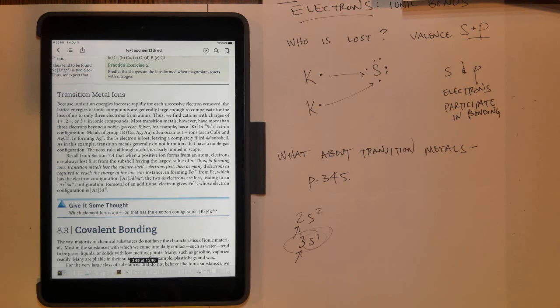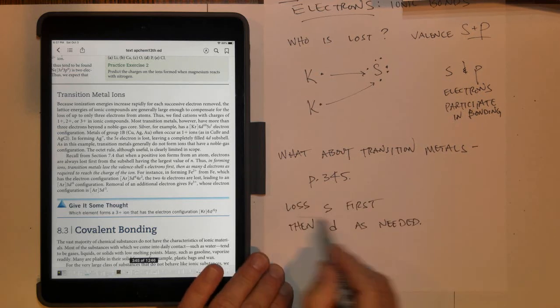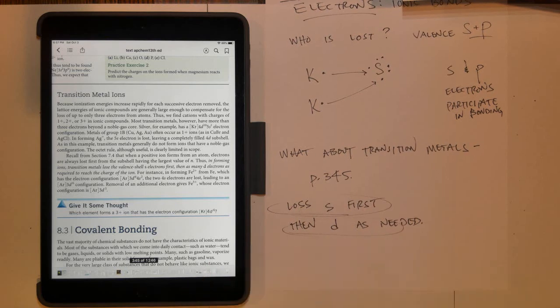Thus, in forming ions, transition metals lose the valence shell s electrons first, then as many d electrons as required to reach the charge of the ion. For instance, in forming Fe+2, the Fe, which has the electron configuration 3d6, 4s2, the 4s2 electrons are lost first, and then it would bite into the 3d to give it like a +3 charge or some further charge. So it loses s's first, then it loses d's as needed to become whatever charge it is.